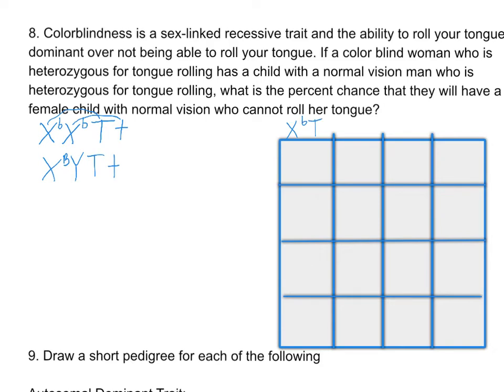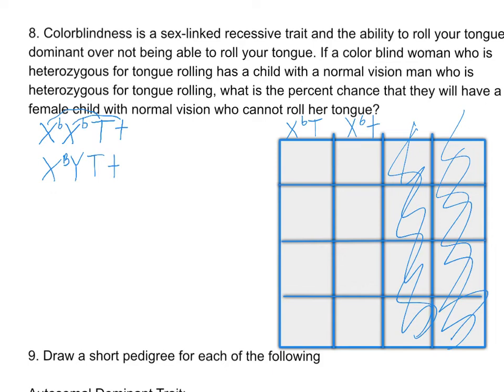We'll put those in. And I'm once again going to cross out these 2 columns because they're superfluous in this case, because those would just be identical copies of those 2 columns. But for the man, he could be X big B big T, he could be X big B little t, he could be Y big T, or he could be Y little t. So there are 4 different possible combinations that his sperms could carry, so we will need all 4 rows.